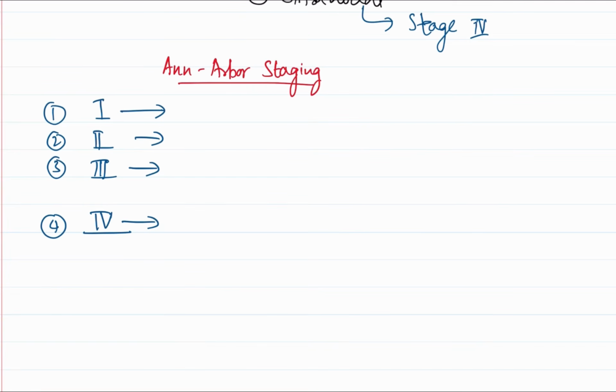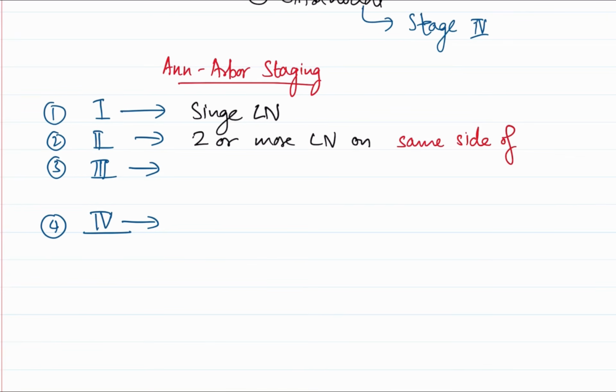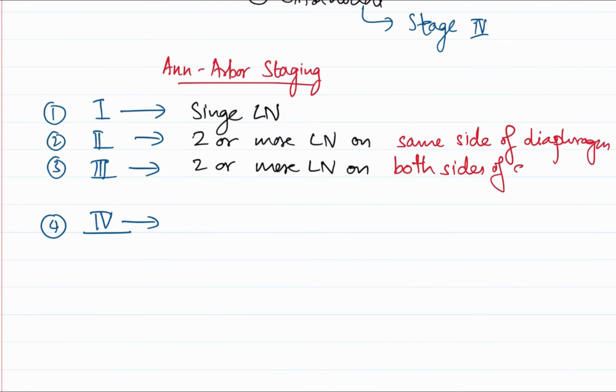So what is stage 1? Stage 1 means a single lymph node is involved. Stage 2 means 2 or more lymph nodes on the same side of the diaphragm. That is the important differentiation between stage 2 and stage 3. What about stage 3? Stage 3 means 2 or more lymph nodes are affected, but on opposite sides or both sides of the diaphragm. And stage 4 means there is an extranodal involvement.